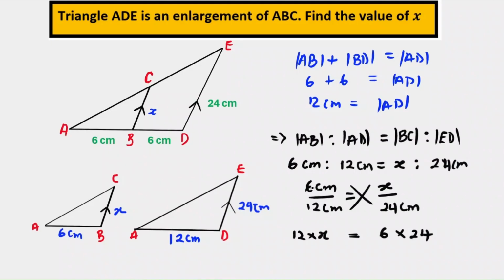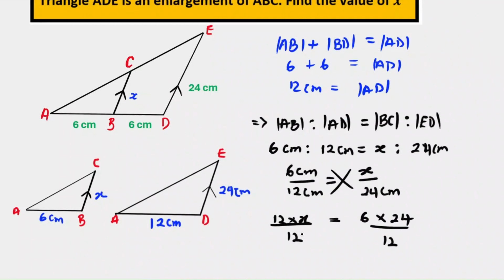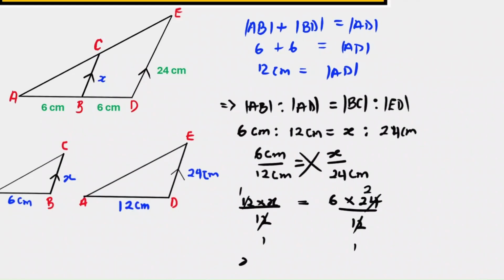We can also decide to simplify 6 and 12 before you do the cross multiplication. In each case, we are going to get the same answer. So I have to divide here by 12, here also by 12. When you do the cancellation, 12 goes into itself 1 time, and 12 can go into 24 2 times. So this implies that X is equal to 6 by 2, which is equal to 12 centimeters. So that's the value of X.